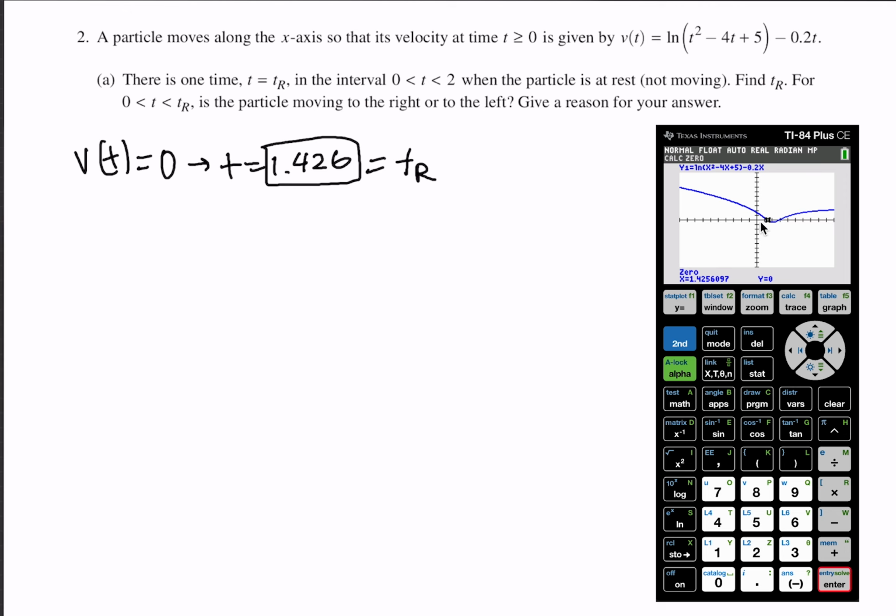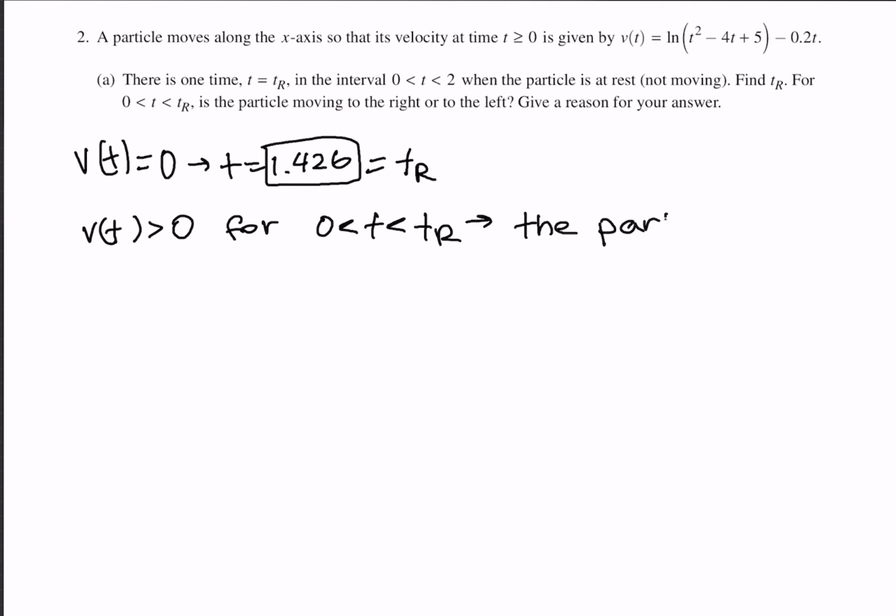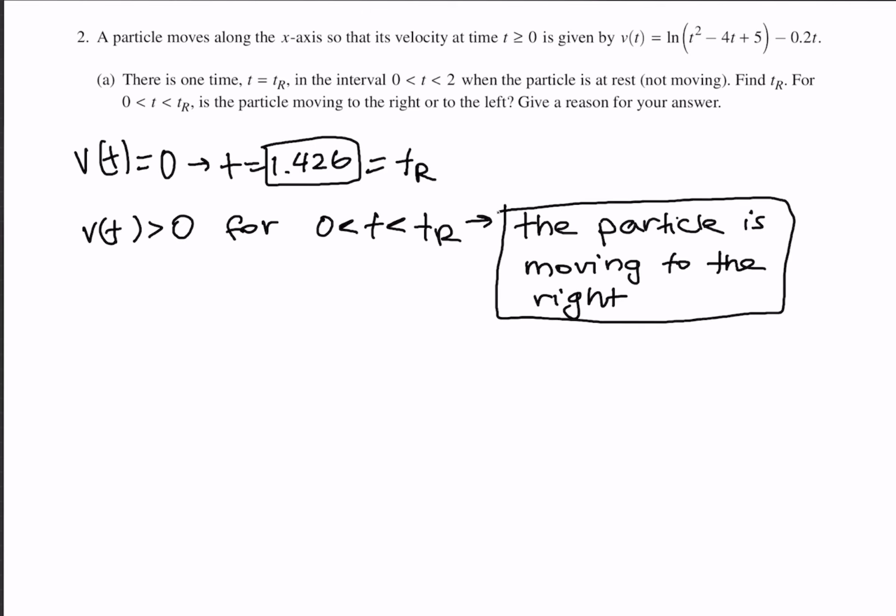So as we can see, from 0 up to tr, which is this point, the function is above the x-axis, meaning that the velocity is greater than 0. And since the velocity is greater than 0 for t in between 0 and tr, the particle is moving to the right. The question asks to give a reason for this answer, and so this is the reason.